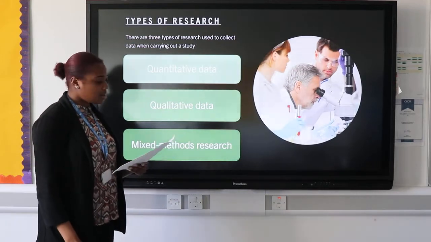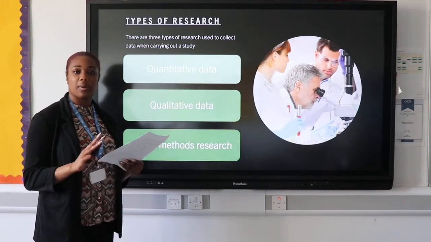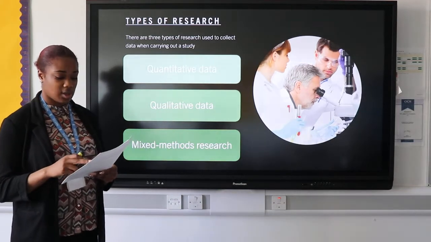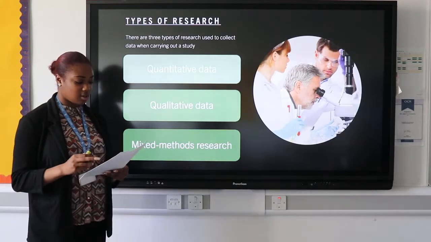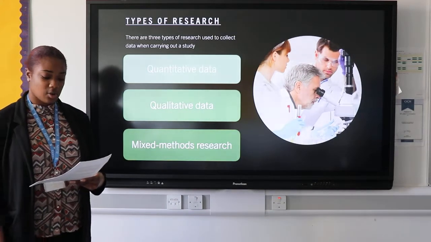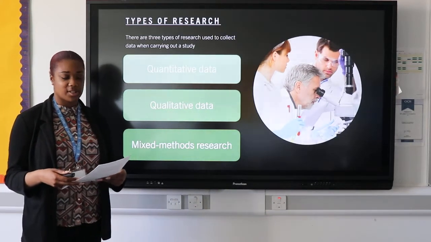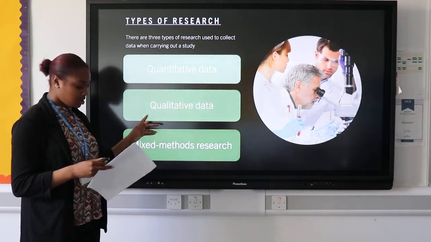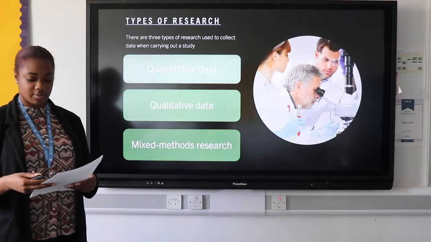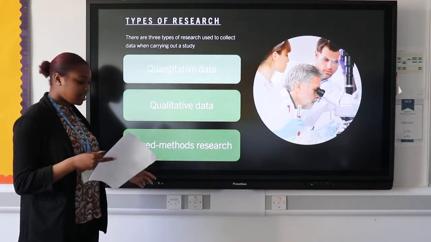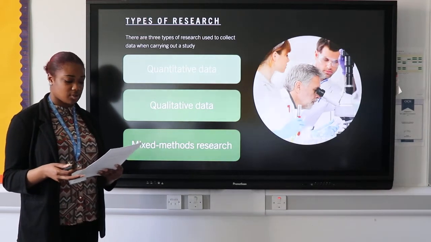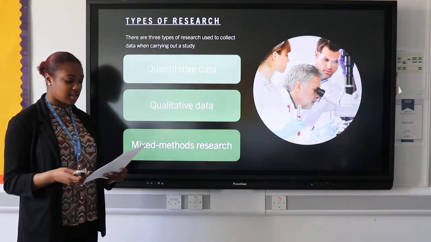The types of research that possibly could have been used: there are 3 types of research used to collect data when carrying out a study. There is quantitative data. This research collects numerical data, for example, recording a heart rate or measuring the distance. Qualitative data is research that collects non-numerical data, for example, surveys and observations. And finally, mixed method research is research that combines both quantitative and qualitative principles and methods in the same study.